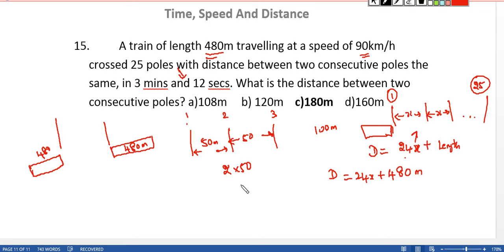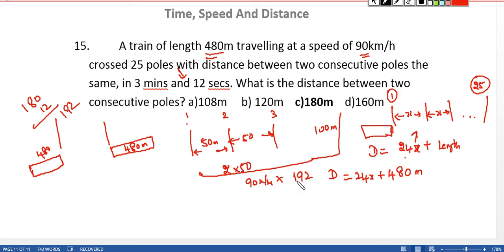Our speed is 90 km per hour into time. Time is 3 minutes 12 seconds. I'm going to convert it into seconds. This is 180 seconds plus 12 seconds. This is 192 seconds. Okay, since our unit of speed is in kilometer per hour, I'm going to convert this into meter per second as well. So that would get simplified to 25 meter per second.